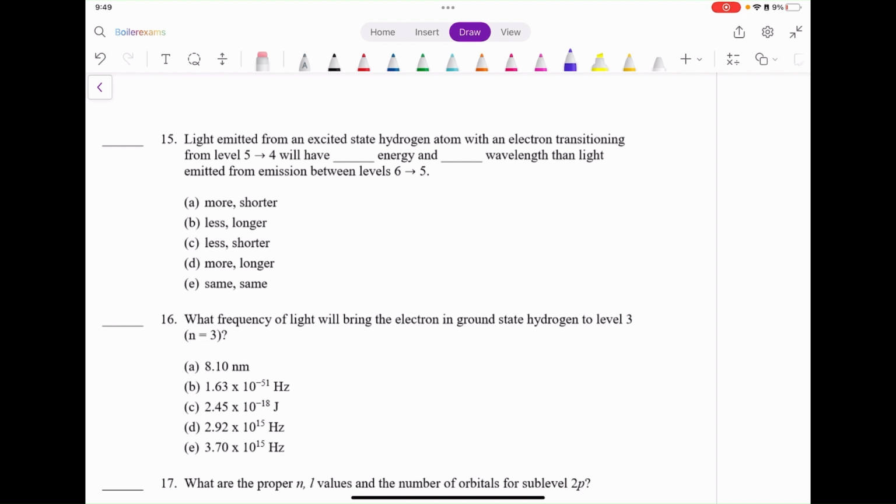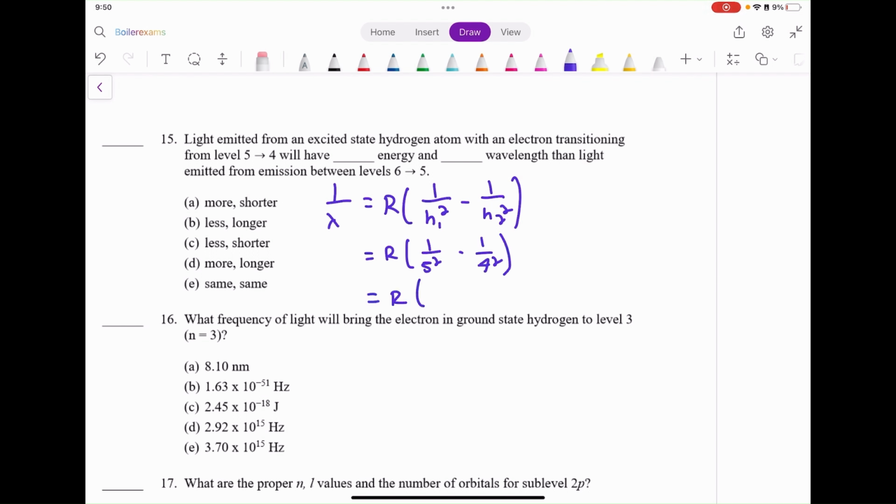15, light emitted from an excited state hydrogen atom with an electron transitioning from level 5 to 4 will have blank energy and blank wavelength than light emitted from emission between levels 6 and 5. So, if we don't know this one off the top of our head, we know the relationship here is the Rydberg equation, which is 1 over lambda equals the Rydberg constant times 1 over the higher energy level squared minus 1 over the lower energy level squared. And I don't even know. Let's just compare what wavelengths we would get. Let's just compare these two outcomes.